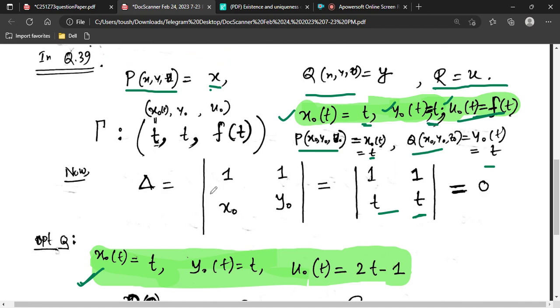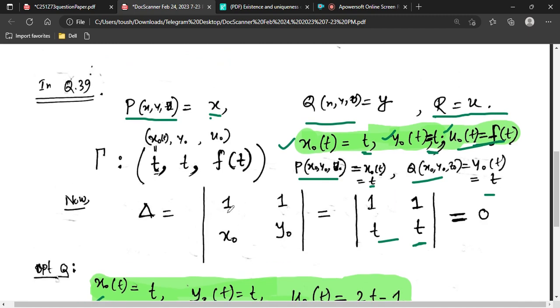If you check this determinant, what will you get? This is the derivative of x0 and the derivative of y0. x0 is t, y0 is t. So what will the derivative be? The derivative of t with respect to t is 1. Second, the derivative with respect to t will again be 1.